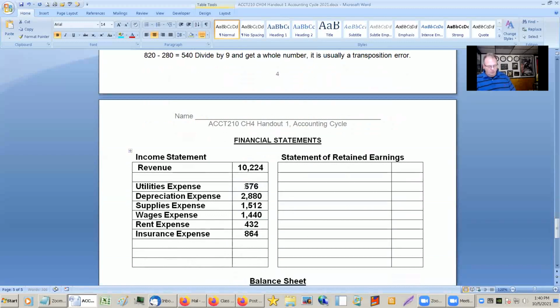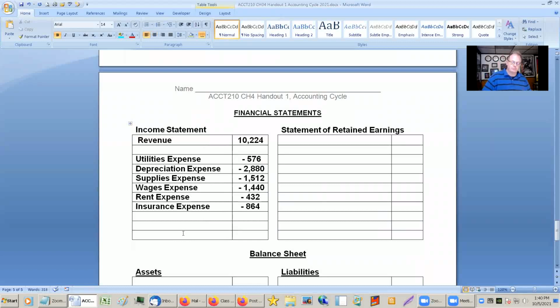Okay, now you don't have to do this. I'm going to go ahead and put negatives in front of all these just to know that these are getting subtracted out. This is money leaving the place. Okay, so I gotta wait on my calculator.